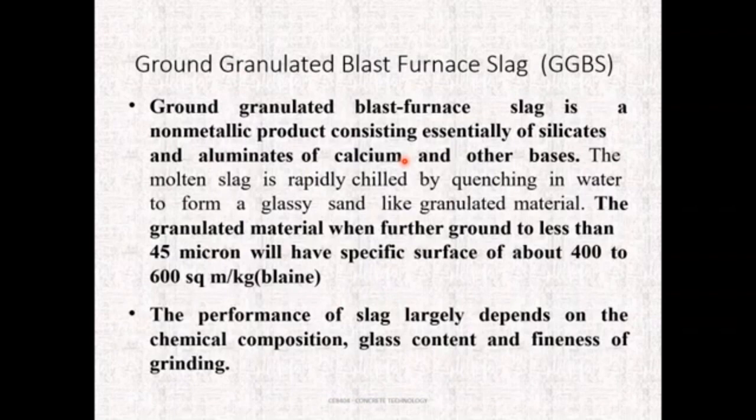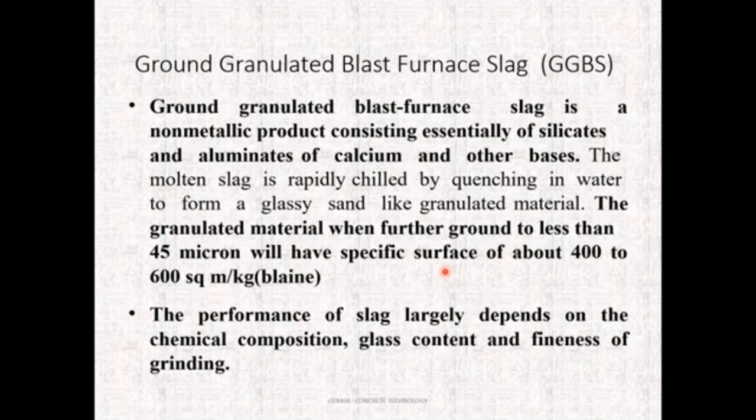The next one is GGBS, which is known as ground granulated blast furnace slag. It is a non-metallic product consisting essentially of silicates and aluminates of calcium and other bases. The molten slag is rapidly chilled by quenching in water to form a glassy sand-like granulated material. These granulated materials are further ground to less than 45 microns to have a specific surface area of about 400 to 600 square meters per kg.